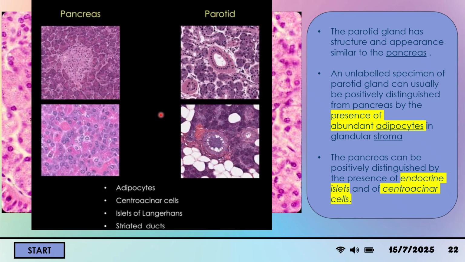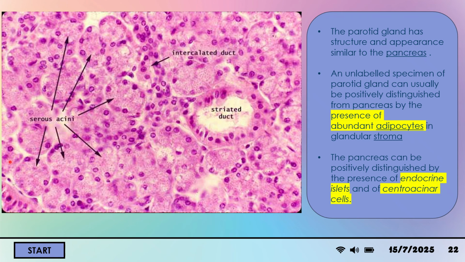And then there are no striated ducts in the pancreas, whereas in the parotid we have the duct, and within that there are striations. The parotid gland has an appearance similar to pancreas, but abundant adipocytes in the glandular stroma, and the endocrine islets and centroacinar cells are absent in parotid. This image is actually the parotid gland with the striated duct, intercalated duct, and serous acini. There are no centroacinar cells.